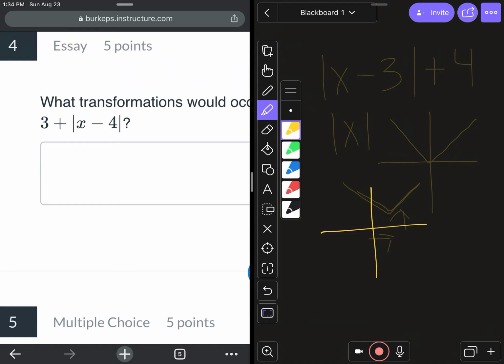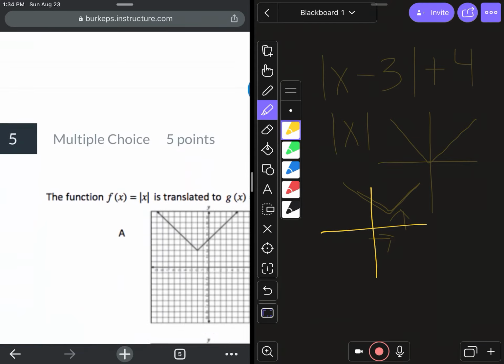The number inside the absolute value, the minus 4, we know the number inside the absolute value shifts it left or right. So that minus 4 is going to shift it right 4. Remember, if it's minus 4, that's right 4. The number outside the absolute value, the 3, is going to shift it up or down. That's a positive 3, so it's going to shift it up 3. So that's right 4, up 3.